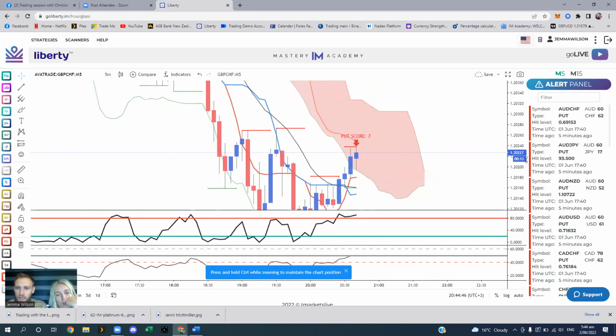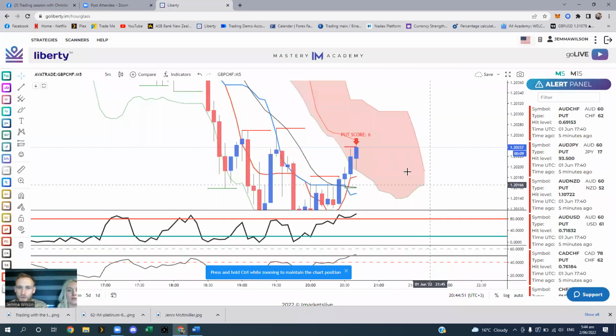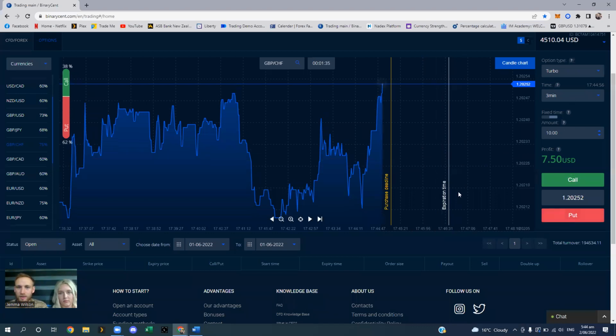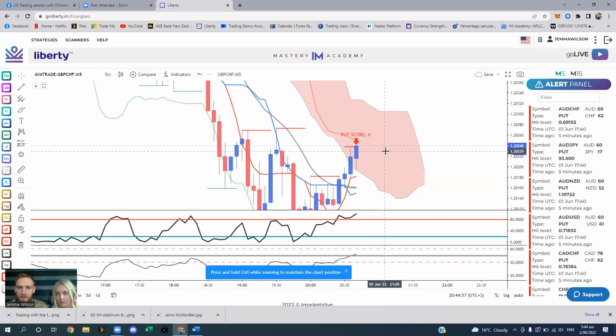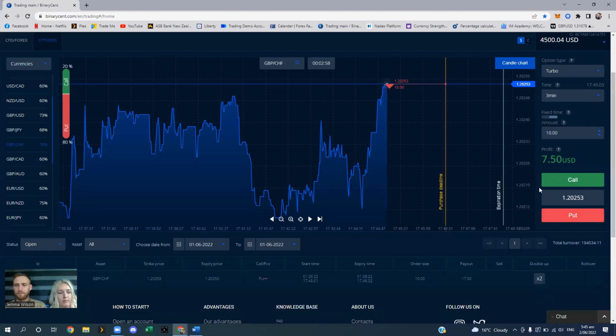So we're about to get a new candle formation. Ooh. I'm going to go in for a put. Oh, is it going to push through it? I'm going to do it. I'm going in for a put for 3 minutes. What's it doing?